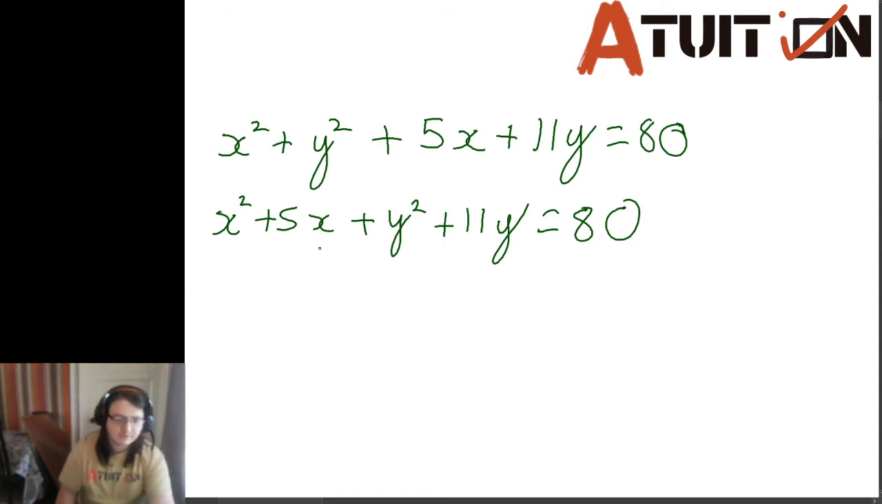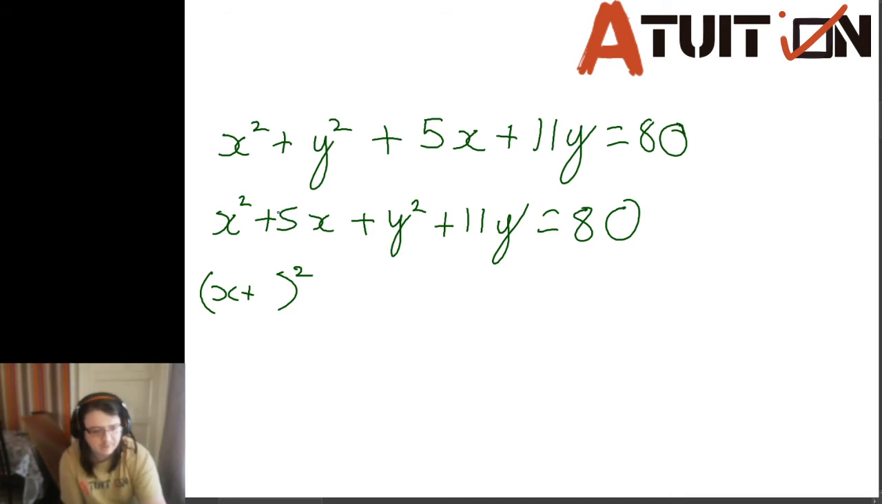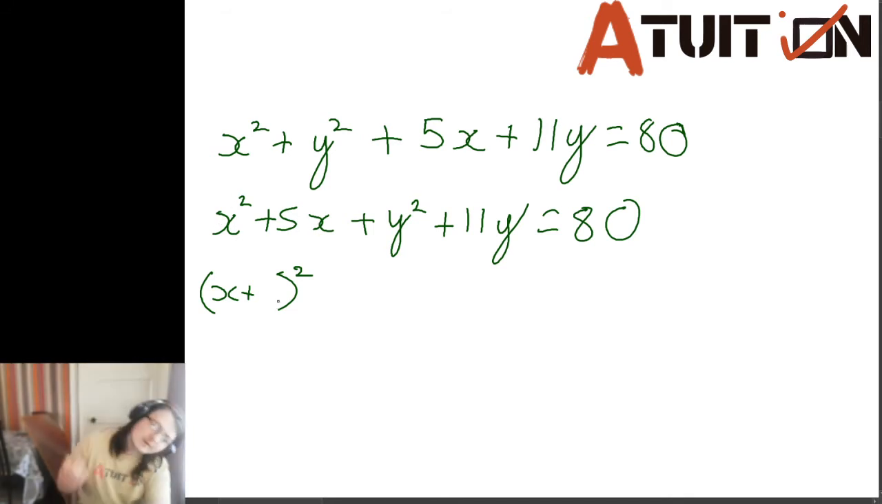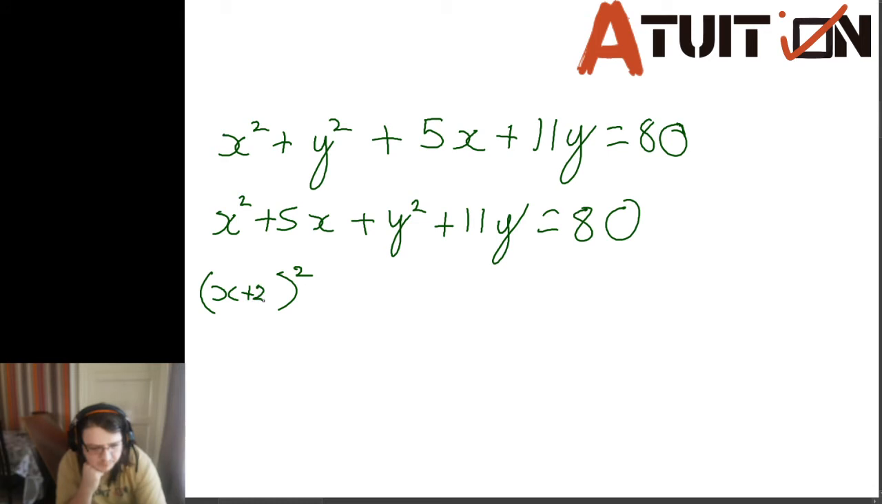Alright, now we need to complete the square. So we've got x squared and 5x. We want to put it in the format of x plus, because that's a plus, something squared. Now when we multiply this out, it has to make x squared plus 5x. In order for it to make 5x, we need half of 5 in here, because it will multiply with the x twice and then add together to make 5x. So half of 5 is 2.5. Oh yay, decimals. 2.5. So we've got x plus 2.5 squared.